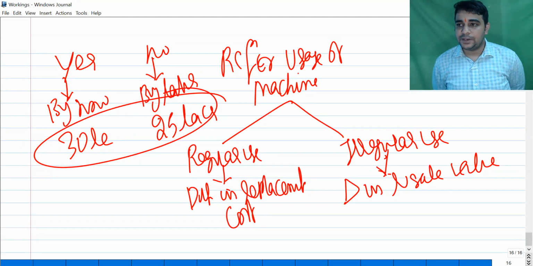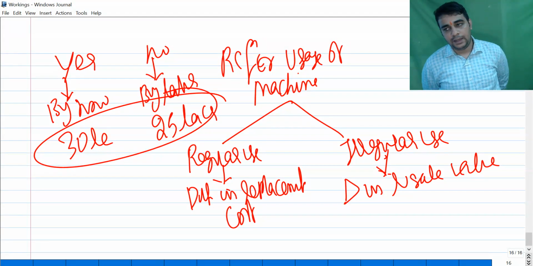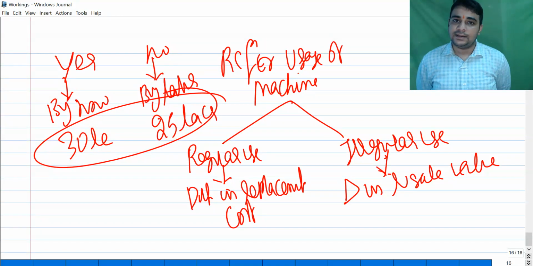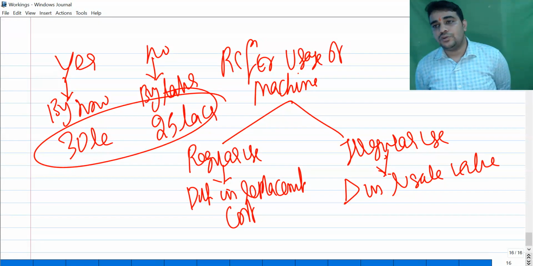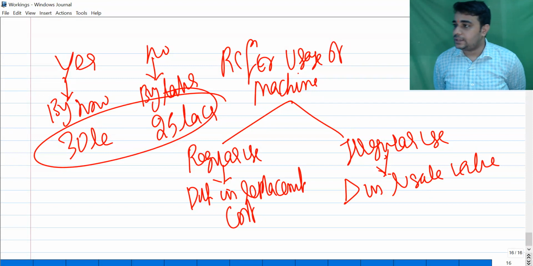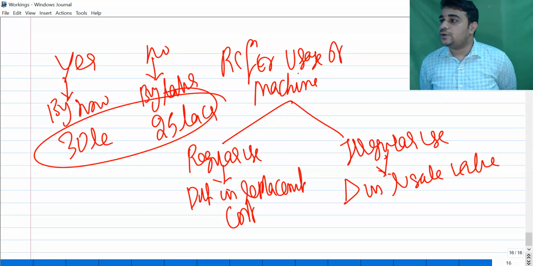See, the point is simple. In a yes scenario, you'll have to buy it today. In a no scenario, you'll have to buy this machine. You need this machine, and maybe you'll postpone your purchase and buy it later. When it comes to irregular use, you are planning to sell the machine. Sell is compulsory to be done. Either you sell it today or you sell it later.